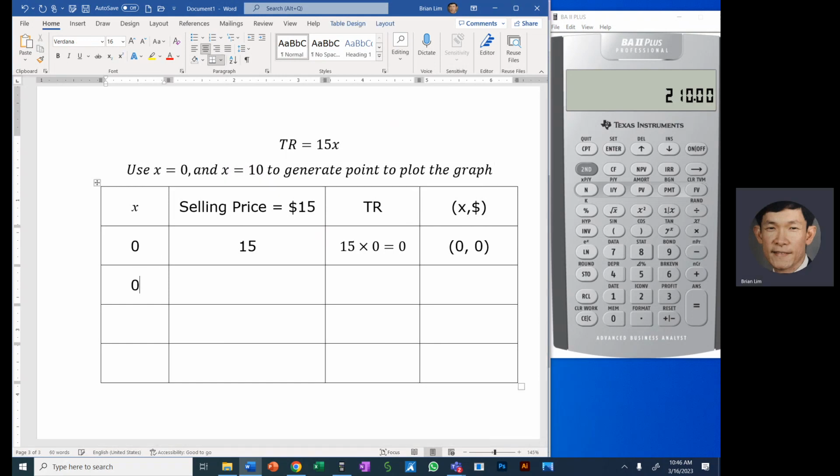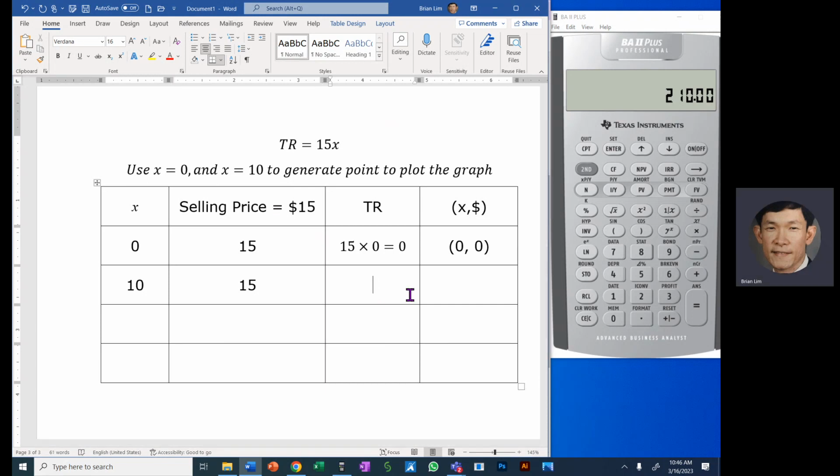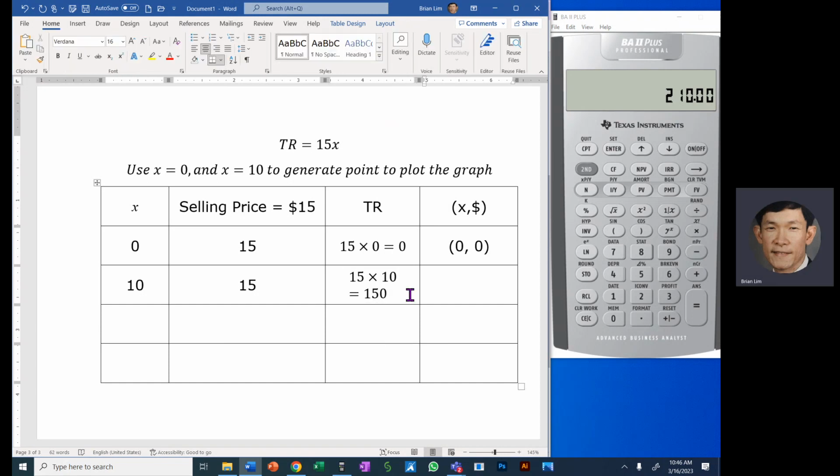Because these are simple numbers to use, if that is 10, the selling price is still 15. I should put maybe a selling price per unit. All right, so that is 15. So 15, sorry, let me go in here and we go 1, 5, and we go with times 10 would be equal to 150. All right, so over here, what do we have? Well, we have 10 items and we have $150. So we have the graph basically for the total revenue.